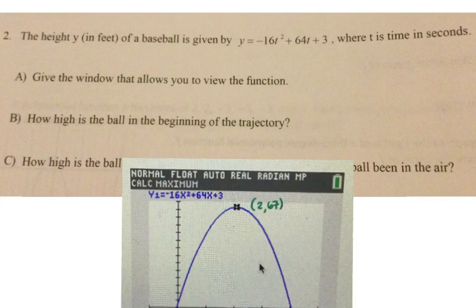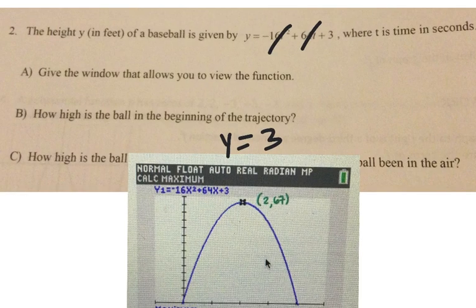B, how high is the ball at the beginning of its trajectory? So as soon as it's hit, what's its height? So really what I'm wanting to know is when t is 0, when time is 0. So think about plugging 0 here and here. What is your y value? It's 3. So it's already 3 feet off the ground, which makes sense because if the baseball was 0 feet off the ground, he'd be hitting it like a golf ball, right? So it makes sense it has to be up some. That's why the y-intercept's not 0.